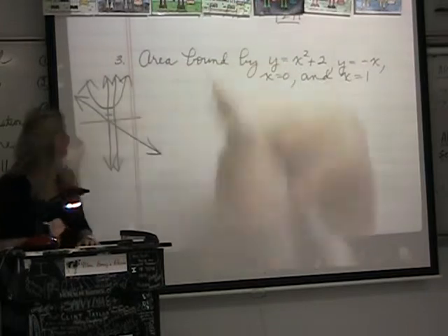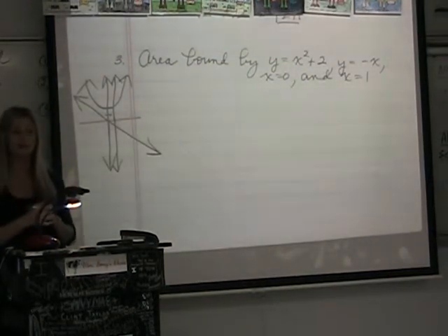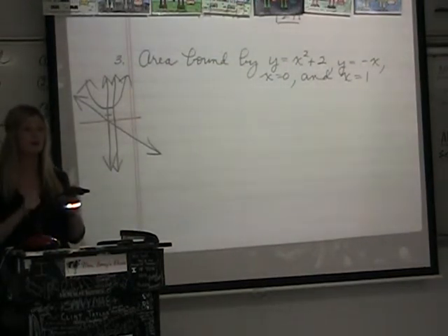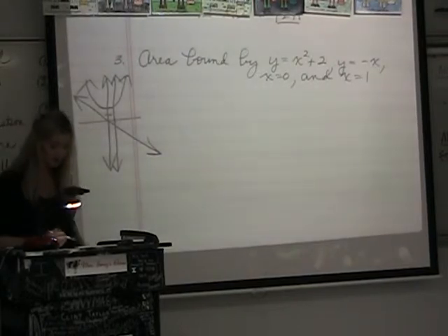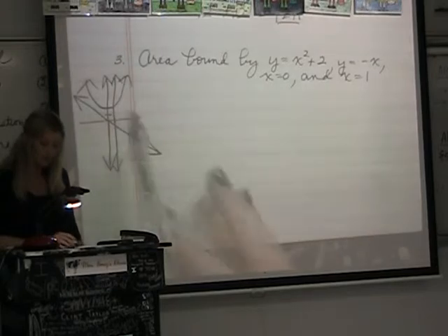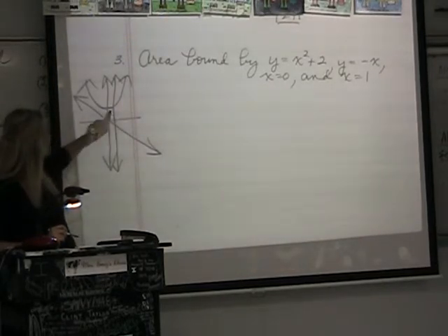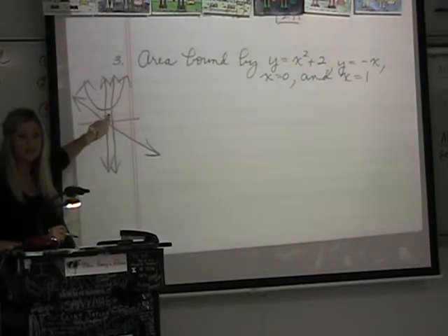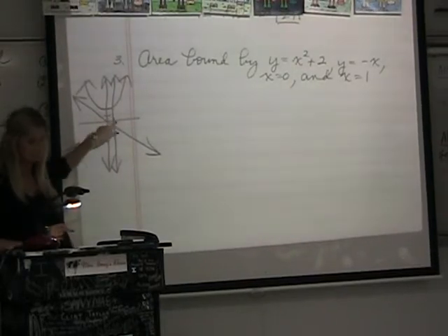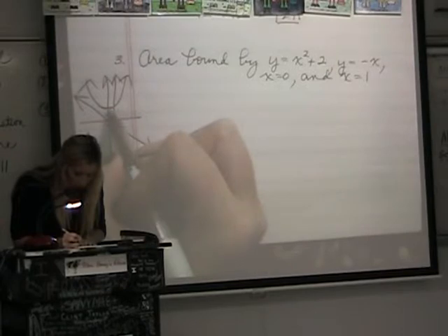Okay. Where is the area bound by all 4 of those curves? It's like a little triangle. It almost looks like a trapezoid, doesn't it? If it weren't for this little curvy piece here. But it's this little piece right here, isn't it? Yeah. So we're going to shade that in.